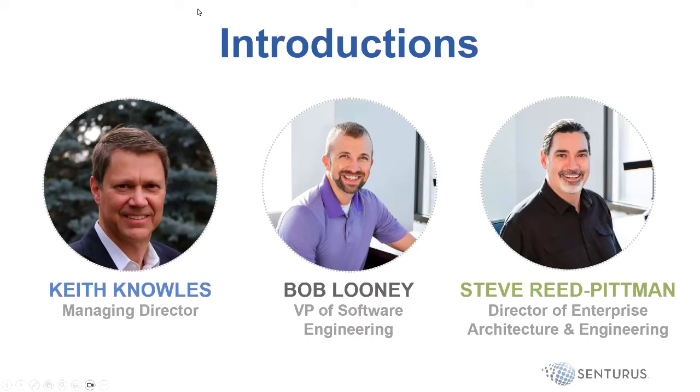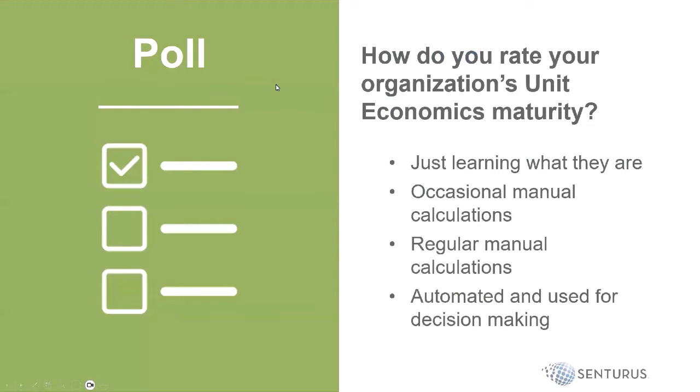And before I turn things over to Keith, we're going to go ahead and run a quick poll just to get a sense of what level of unit economics maturity you have in your organization today. So we've got a few options here. You can enter your answers anytime. So the question is, how do you rate your current unit economics maturity? Are we just learning what unit economics even means? Are you doing occasional manual calculations? Are you doing manual calculations on a regular basis, maybe monthly, quarterly? Or do you have an automated system that you're using actively for decision-making around unit economics?